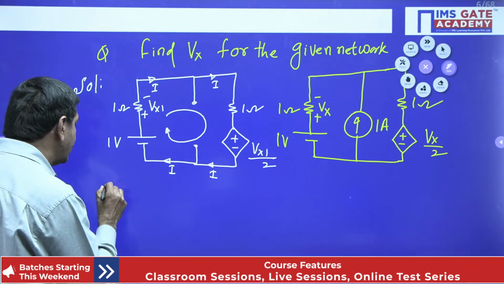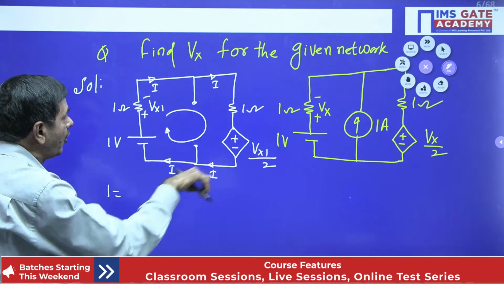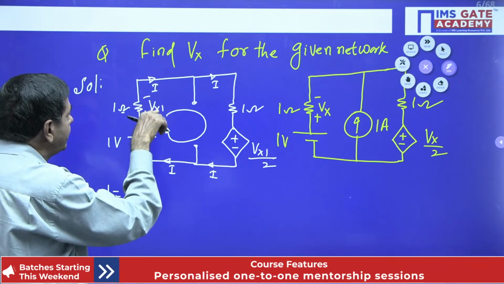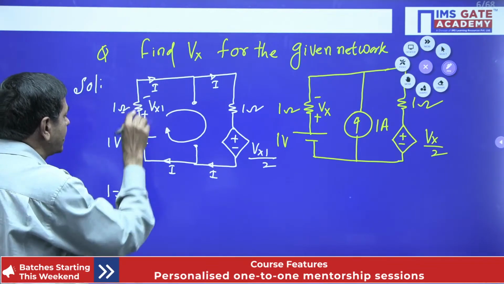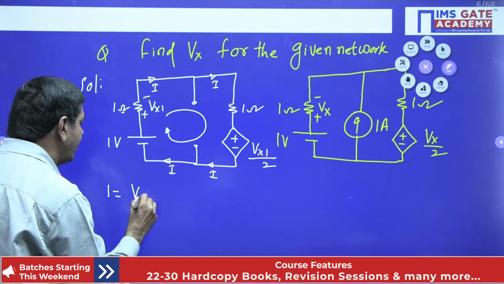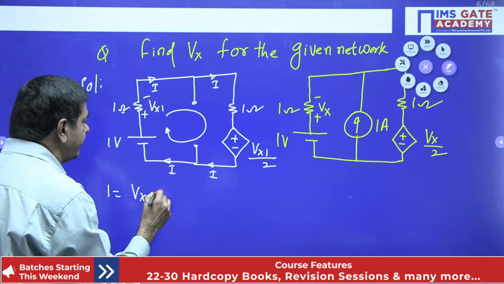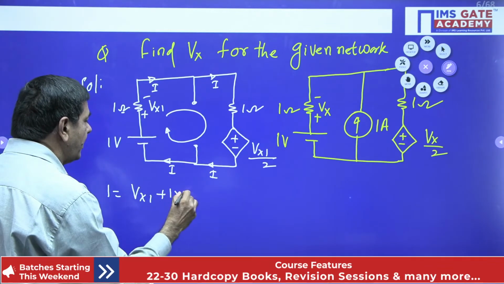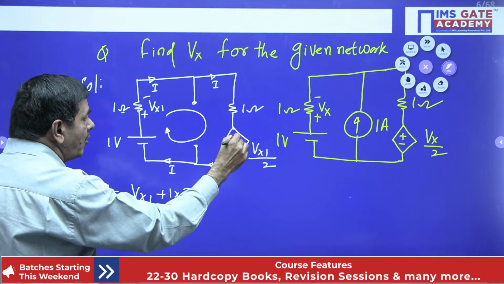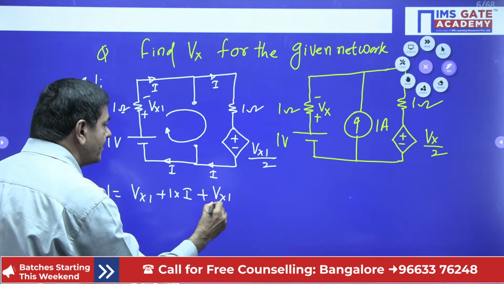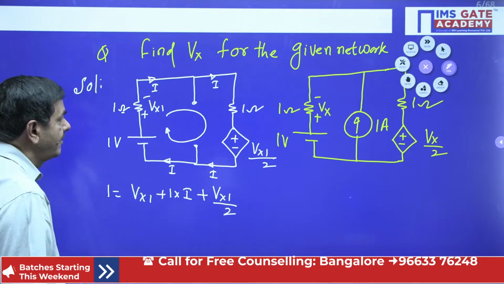Voltage, supply voltage equal to sum of the drops. 1 into Vx1, 1 into I, 1 into I means Vx1 only now. Voltage across this is Vx1, plus Vx1 I got. When I go this side, some drop, 1 into I, 1 into I. When I go down, plus Vx1 by 2, plus Vx1 by 2 I got.